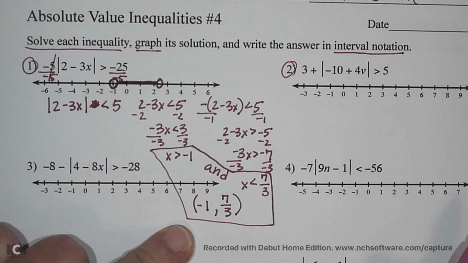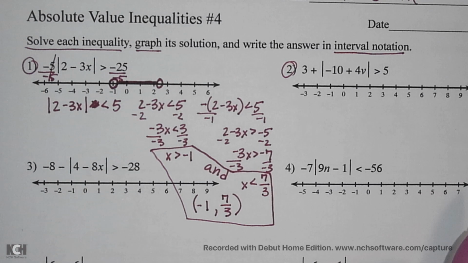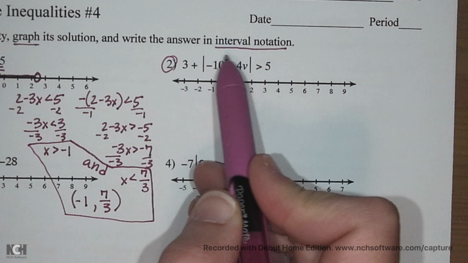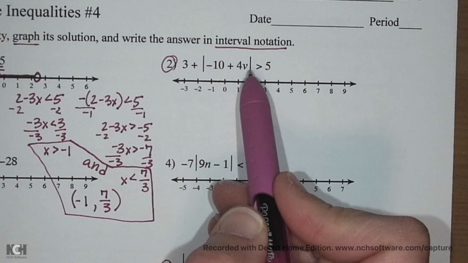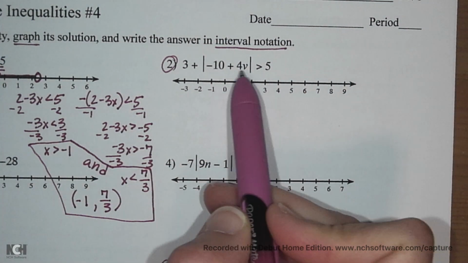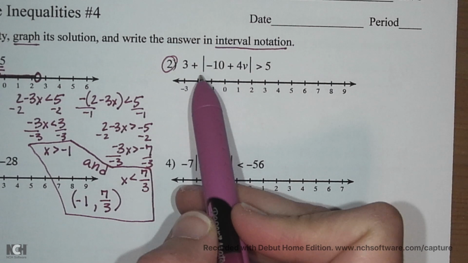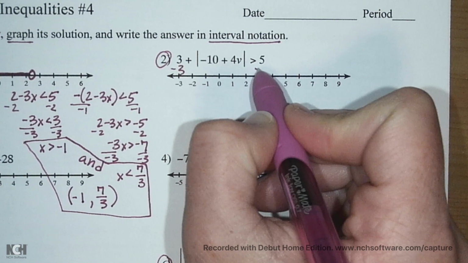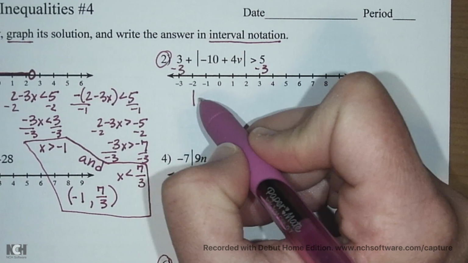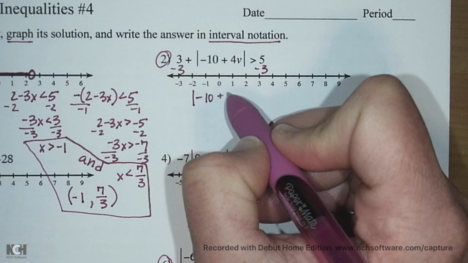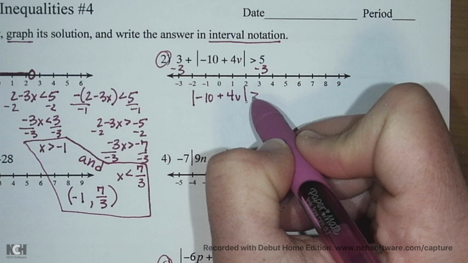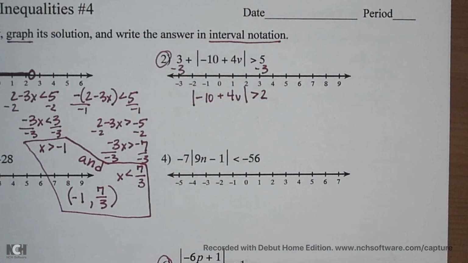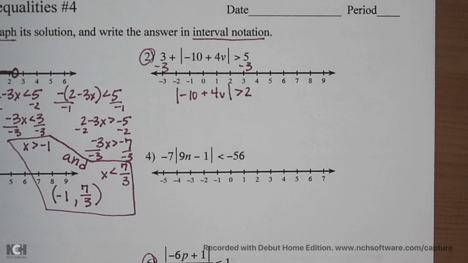Okay, let's go on to number 2. Number 2, we have 3 plus, and then we have this whole absolute value thing, is greater than 5. So the only thing we need to get rid of here before we split it into 2 separate expressions is that 3. So let's get rid of it. Let's subtract it. You're left with absolute value of negative 10 plus 4v is greater than 5 minus 3, that's 2. And now we're ready to split it into 2 things.